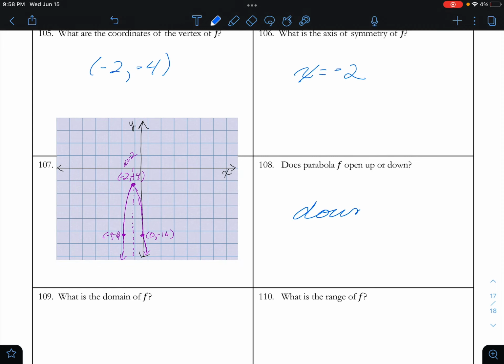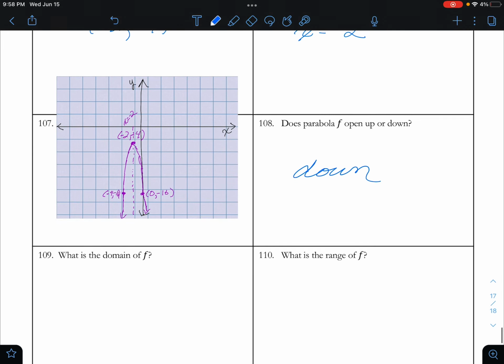It opens down. What is the domain of f? By looking at this graph, I can see going across the x-axis from left to right that, as this parabola is going out to the left, it's going to keep slowly, but it's going to keep increasing for infinity.